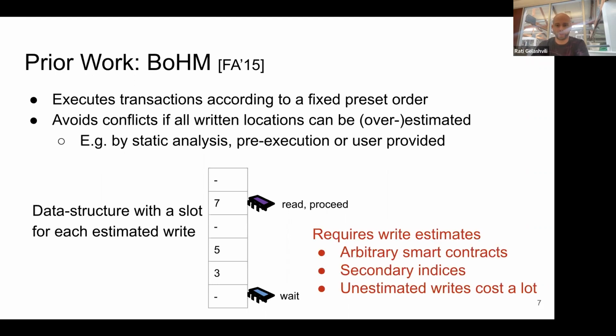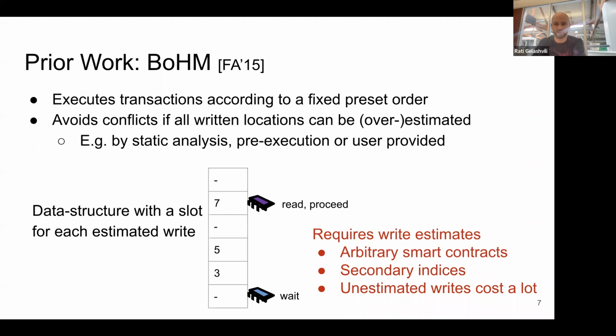It's a great paper. But from our perspective, what are the drawbacks? As we said, it requires write estimates. And we want to have arbitrary smart contracts, etc., so this is a big assumption. We want to avoid having to provide write estimates. In particular, sometimes it's very hard to have proper write estimates if you have things like secondary indices, where you read something and then you read the next thing based on the value of what you just read, because this is very hard for static analysis and many other techniques.